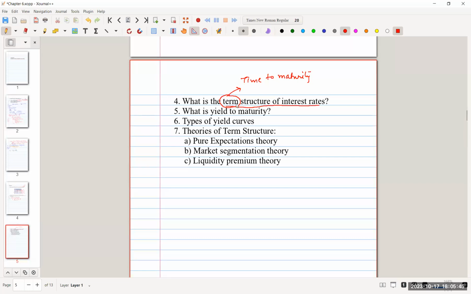So basically, when we are trying to study the term structure of interest rate, we are actually trying to define the relationship between the time each of those securities have before they mature, and how this time plays its role in impacting the rate of return, how the rate of return is impacted by the time. That's what the term structure of interest rate is.